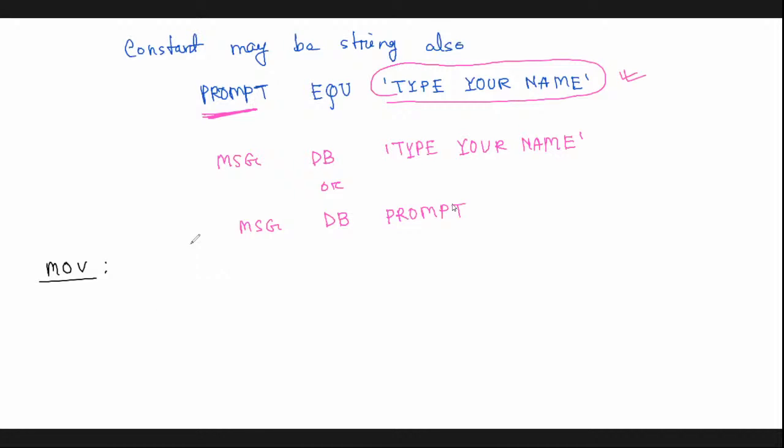Sir, in the last line, message DB prompt, is prompt a string? Yes, prompt is the name of the string. Sir, it may be with quotation? I think it will work without quotation, because the string, type your name, is already within itself. Okay, sir.